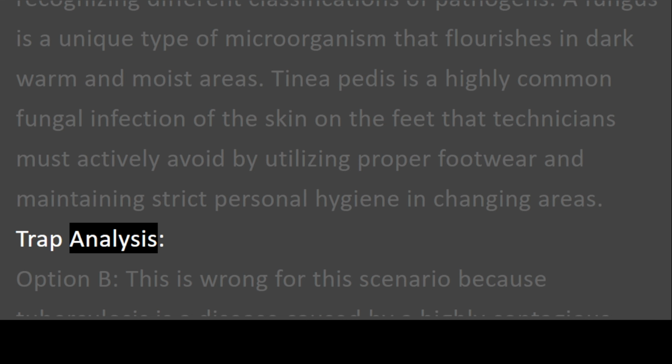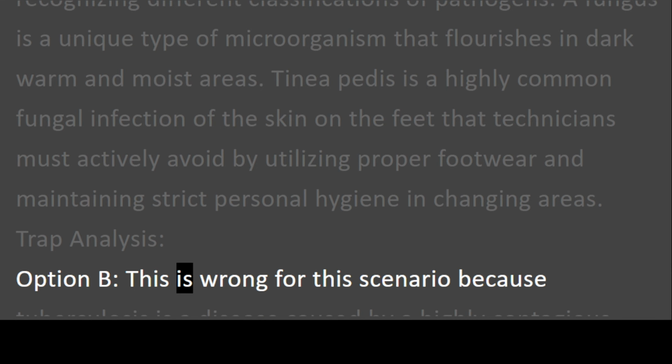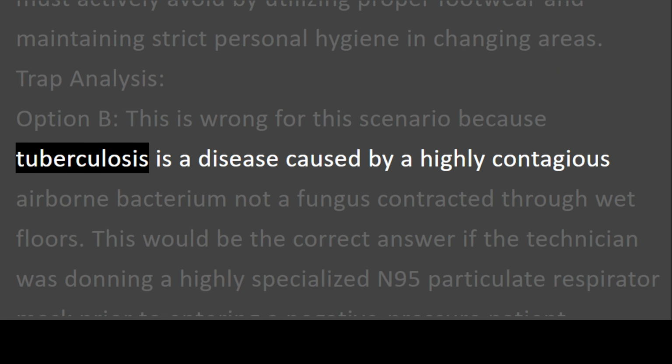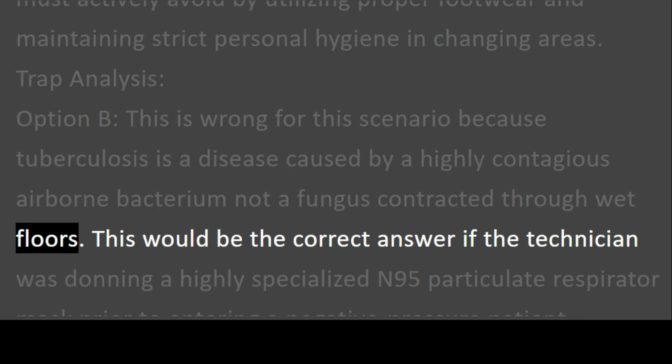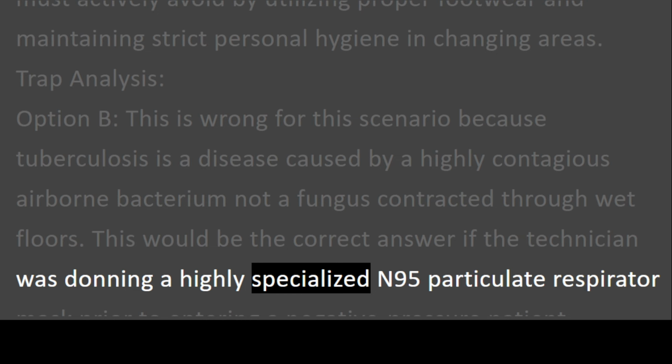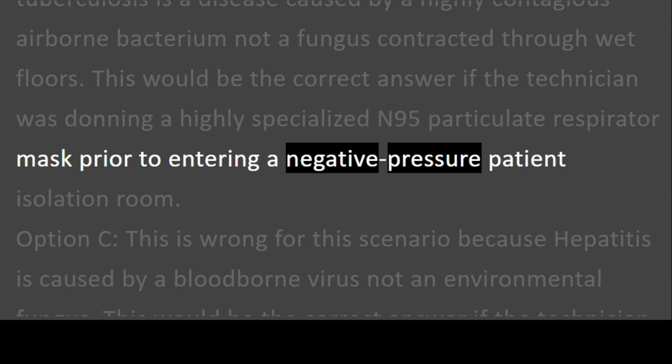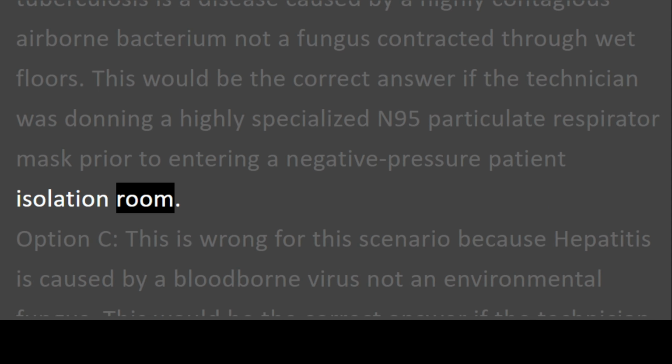Trap analysis. Option B. This is wrong for this scenario because tuberculosis is a disease caused by a highly contagious airborne bacterium, not a fungus contracted through wet floors. This would be the correct answer if the technician was donning a highly specialized N95 particulate respirator mask prior to entering a negative pressure patient isolation room.